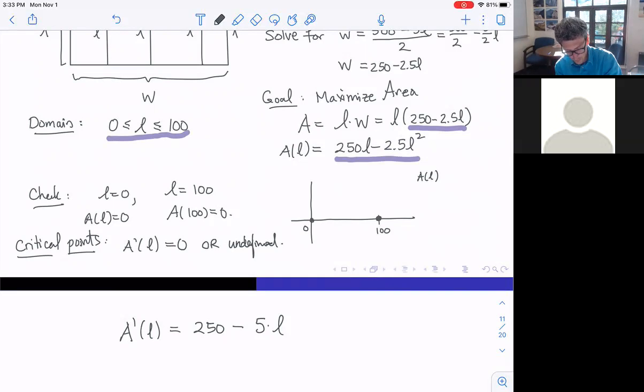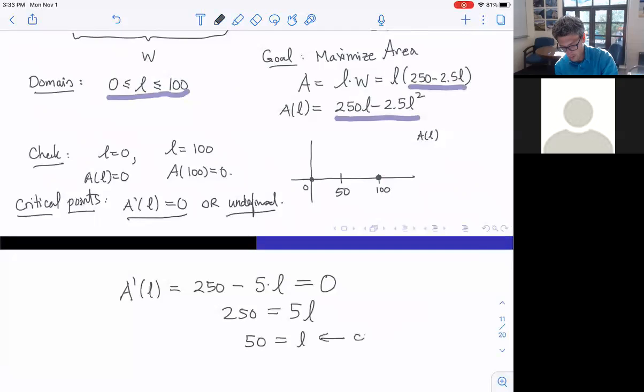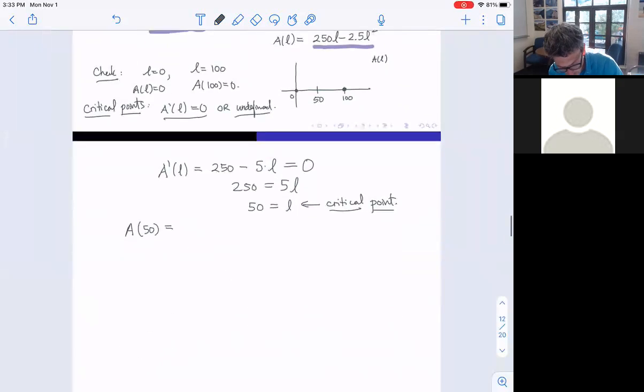I wanted to know where this is equal to 0 or undefined. Well, it's never going to be undefined. I can always do 250 minus 5 times something. So if I set it equal to 0, I get 5L equals 250, L equals 50, and I have found my critical point. And since I found a critical point, I can now plug it into my original area function and see what I get. So if L were 50, let's actually just draw the whole thing.